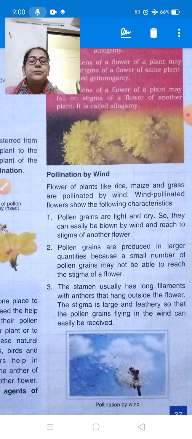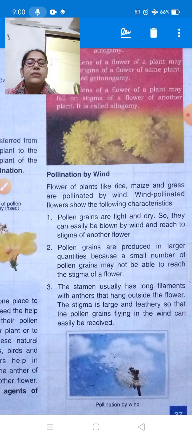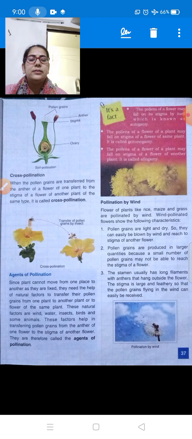Okay class, so today we studied about pollination and pollination by wind also. Now next time we will study pollination by water, insects, and birds.